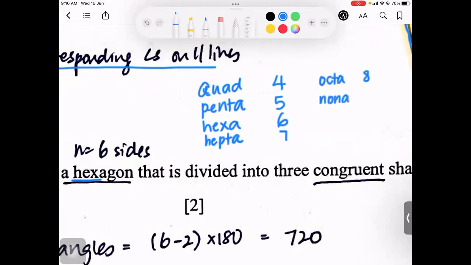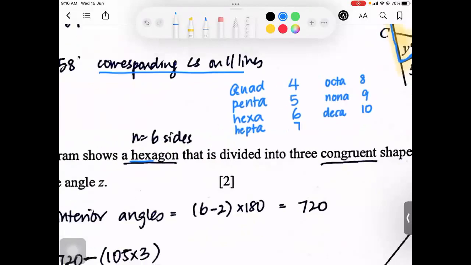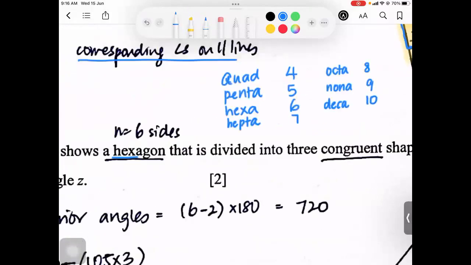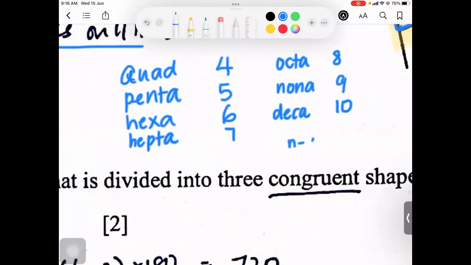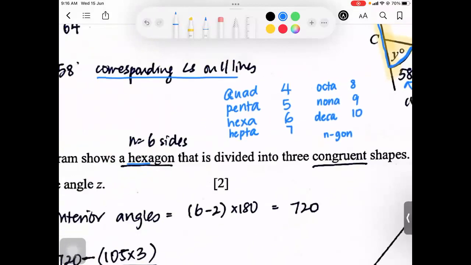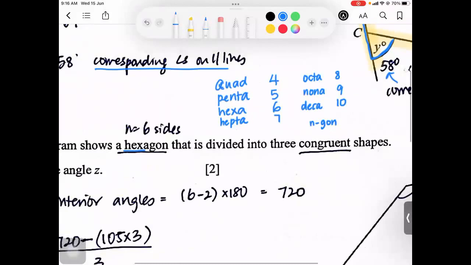Nonagon will be nine sides. Then decagon will be a decade, right? A decade means 10 years. So decagon will be 10 sides. All right, so these are some of the key ones to remember. Then any other more than this will be called n-gon. For example, 11-gon, 12-gon, or whichever means they have that number of sides. They don't have any more special names already, right? So this is a hexagon divided into three congruent shapes.